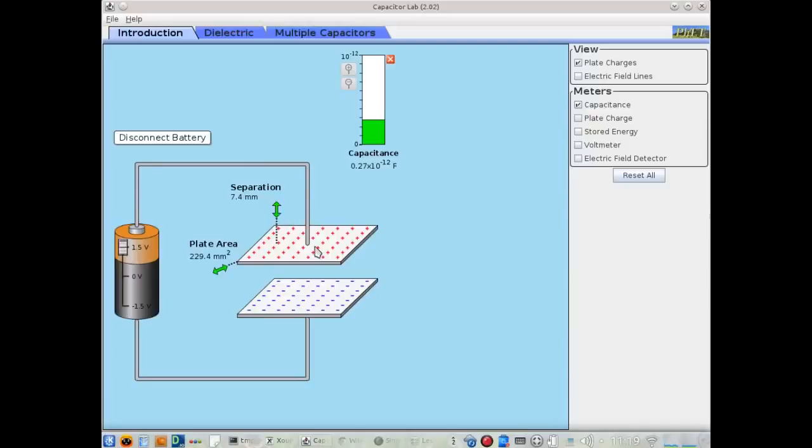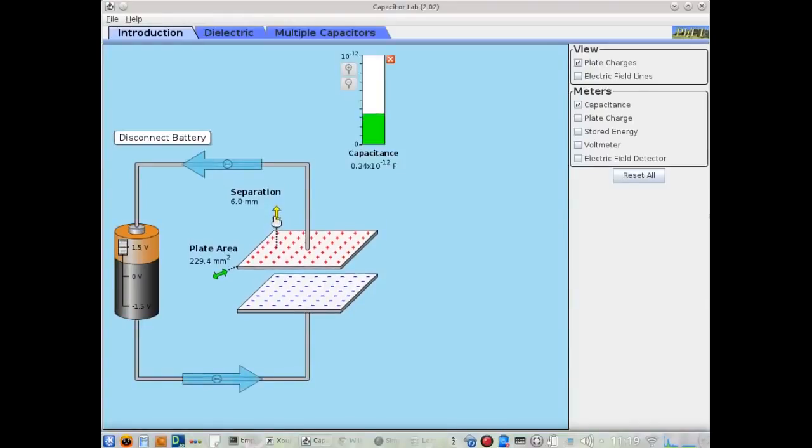I have the same potential difference across the capacitor. That's independent of the capacitance, and I just move the separation to a smaller number. I shrink the distance between the plates. What should happen to the capacitance? If you said the capacitance should increase, well, let's go ahead and investigate and find out.